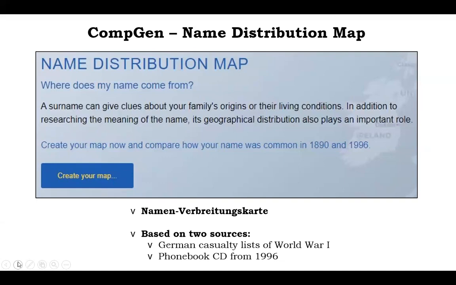It is based on these two sources: the German casualty lists of the First World War and a phone book from 1996. For each surname appearing in the list of casualties of the First World War, the georeferenced hometowns of the soldiers are located on a map of the German Reich from 1914. Calculations show that the median date of birth of soldiers is 1890, hence the first date for name distribution. This can be compared with the distribution of surnames based on the telephone directory data from 1996. The name distribution map illustrates the considerable shifts, which are mainly a result of the Second World War.